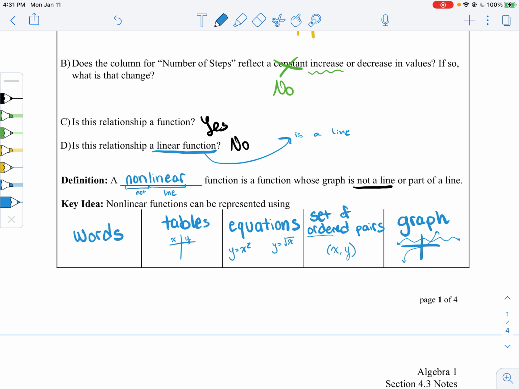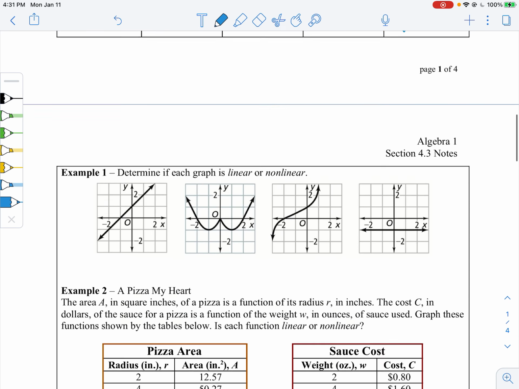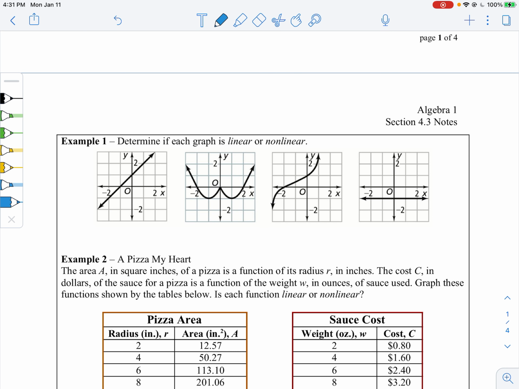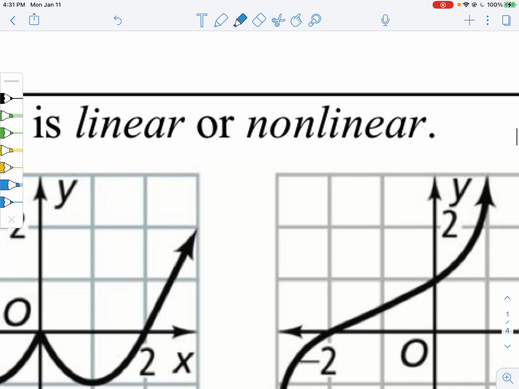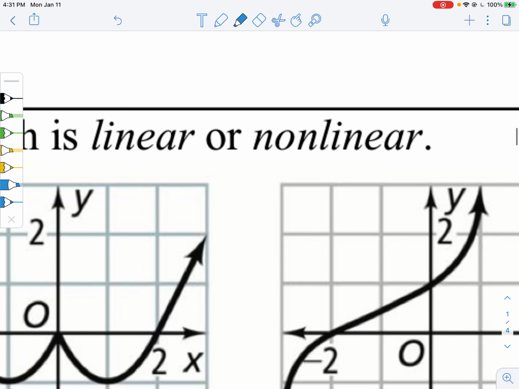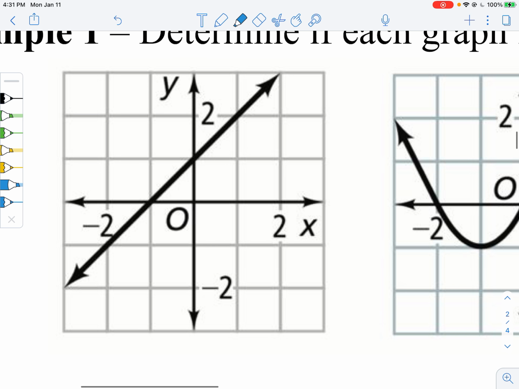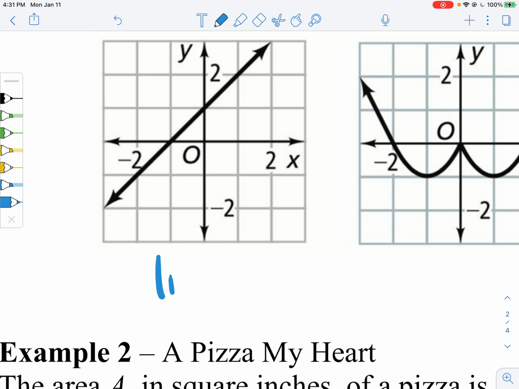5 ways to represent nonlinear functions. Let's ask the most basic question: is it linear or is it nonlinear? Remember, linear means line. So basically, all you have to do is determine, is it a line? Number 1, yes, this is a line. So we'll say this is linear.